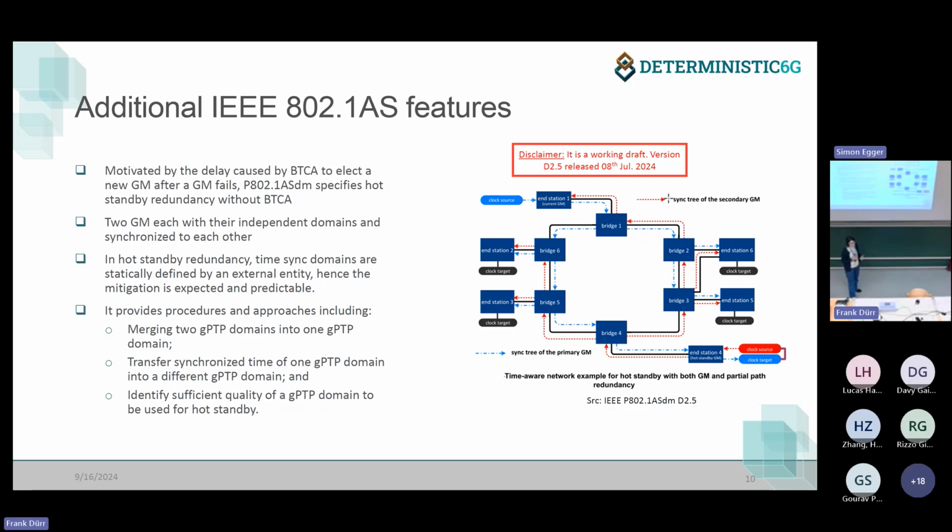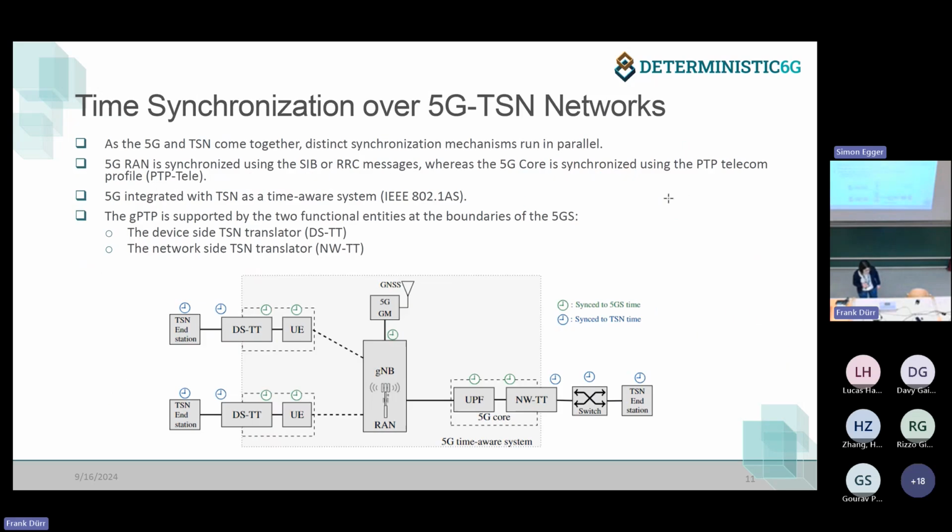The ASdm also introduces certain other mechanisms that make the time synchronization more reliable. It can merge two different time domains into one. It can transmit synchronized time from one time domain to another time domain, and it can also detect sufficient quality of a gPTP domain to be used for a hot standby. So I think that was the end of the TSN time synchronization mechanisms.